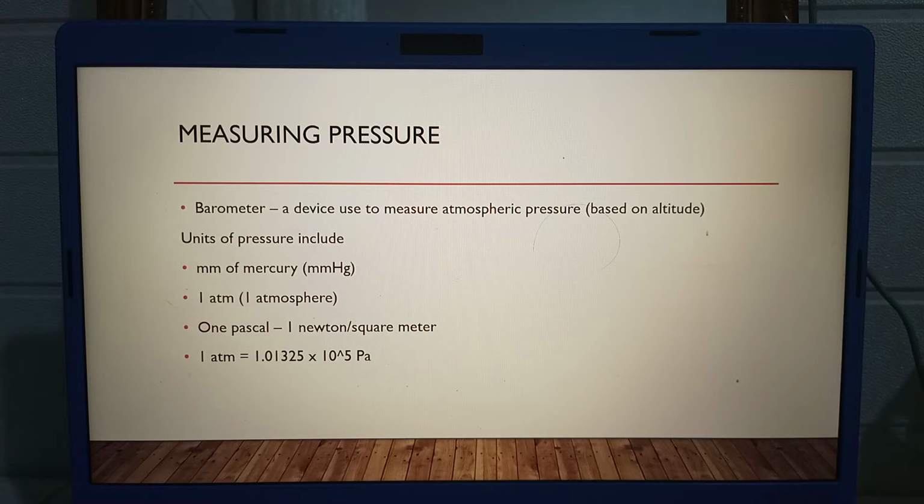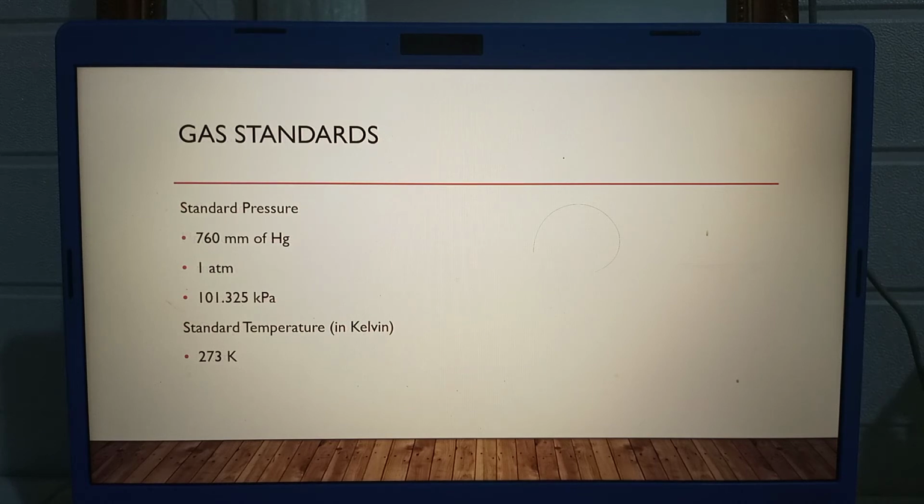millimeter of mercury or mmHg, atmosphere, pascal, and newton per square meter. 1 atm is equal to 1.01325 times 10 raised to 5 pascals. Standard pressure, or gas standards: 760 mmHg, 1 atm, 101.325 kilopascals. Standard temperature in Kelvin is equal to 273 Kelvin.